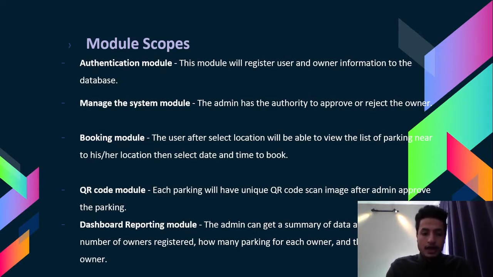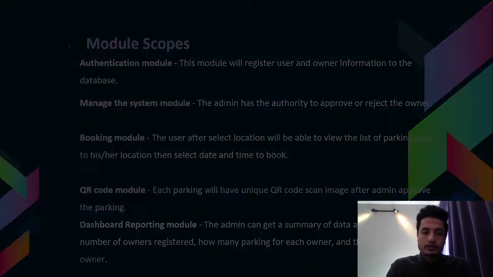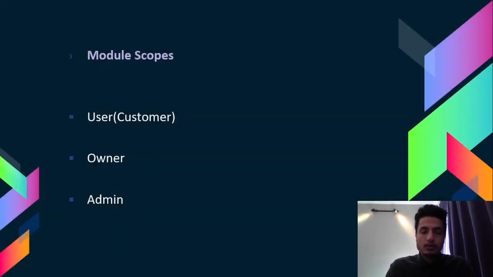Fifth, the dashboard report module. The admin can get a summary of data analysis such as the number of owners registered, how many parking spots for each owner, and the income for each owner. Module scope: we have three scopes: user, which is the customer, and owner, also admin.